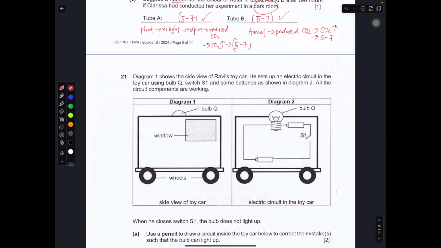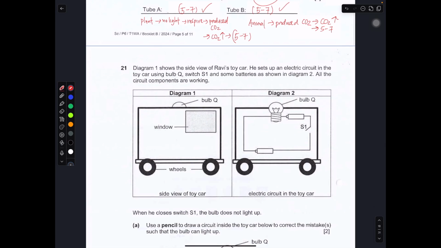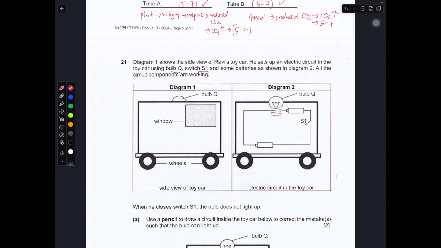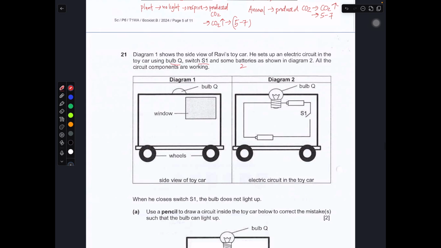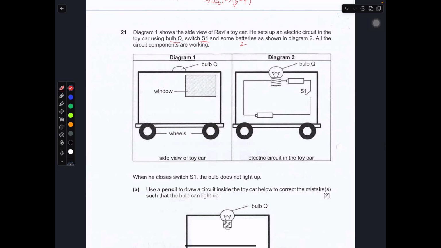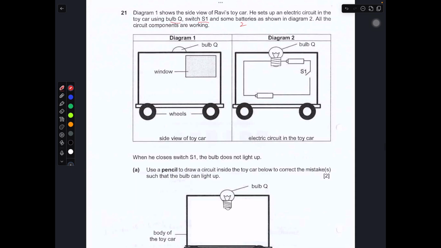Okay. Question number 21. Diagram 1 shows the side view of Ravi's toy car. He set up an electrical circuit in the toy car using bulb Q, switch S1, and some batteries. So in total there are 2 batteries, 1 switch and 1 light bulb. All the components are working, and let's take a look. Diagram 1 tells you about the side view of the car, and diagram 2 shows you the electrical circuit. So when you close switch 1, the bulb never lights up. You cannot say the bulb is spoiled because I already told you that everything is working.